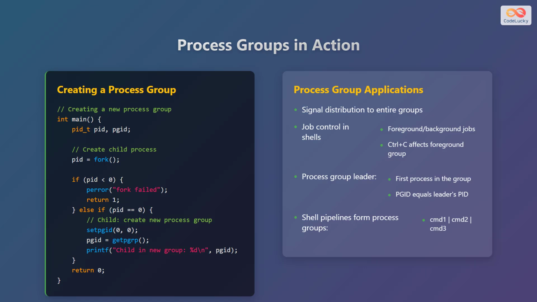Process groups have several applications, including signal distribution to entire groups and job control in shells, where they are used to manage foreground and background jobs. Shell pipelines such as command 1, pipe, command 2, pipe, command 3 also form process groups, allowing signals and job control commands to be applied to the entire pipeline.